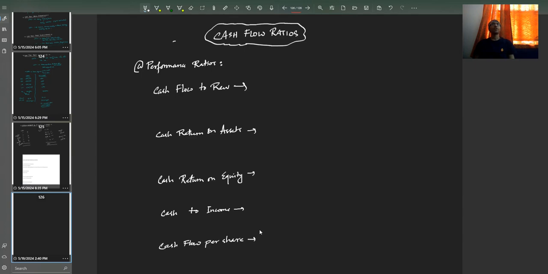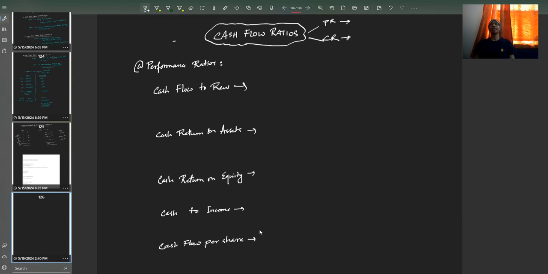So friends, cash flow ratios. These are basically divided into two sections. One is the performance ratios and one is the coverage ratios. Performance ratios is basically about your margin percentages in terms of cash flows with respect to assets, with respect to revenues, etc. And coverage ratios are basically your ability to reinvest or repay your debt. So we will get into the specifics of each of them.